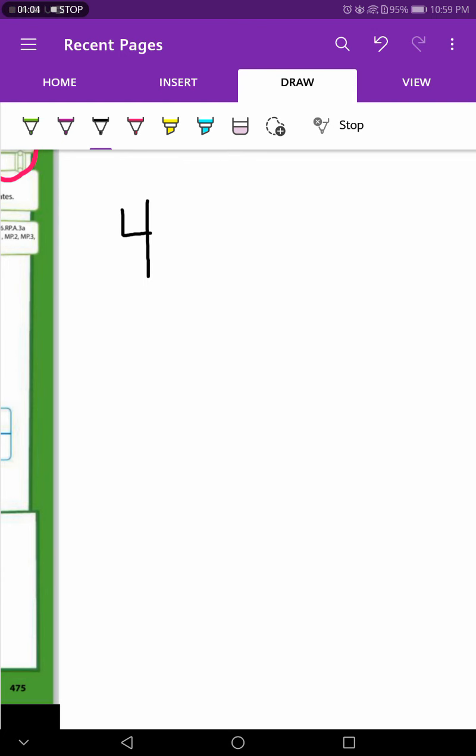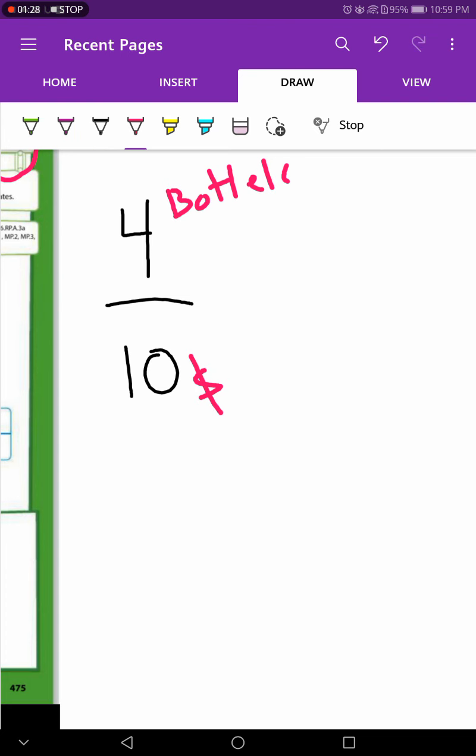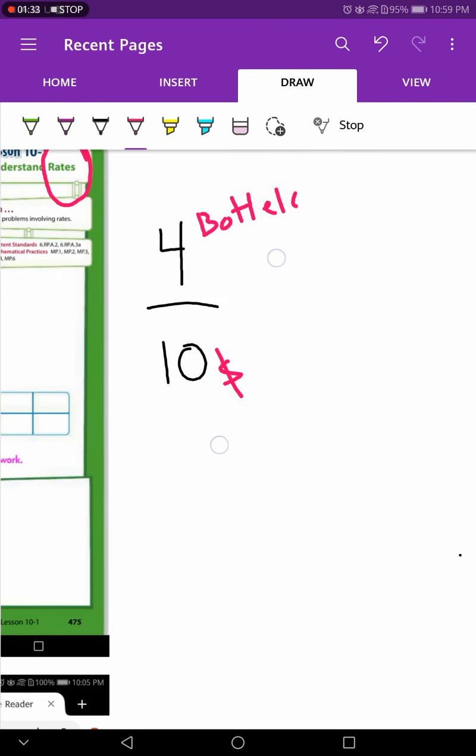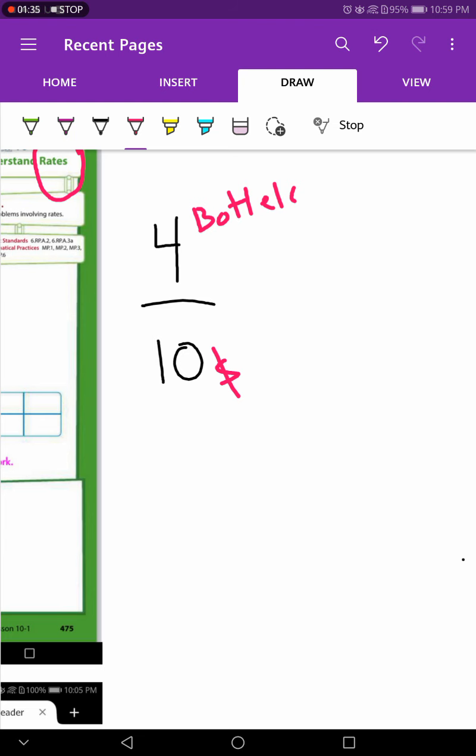So 4 bottles cost $10, and I know everyone likes the dollar. Let me change the color of the dollar sign and letters. Okay, now the question asks me what is the cost of 10 bottles. So I have to write the 10 bottles up or down. For sure it is up.